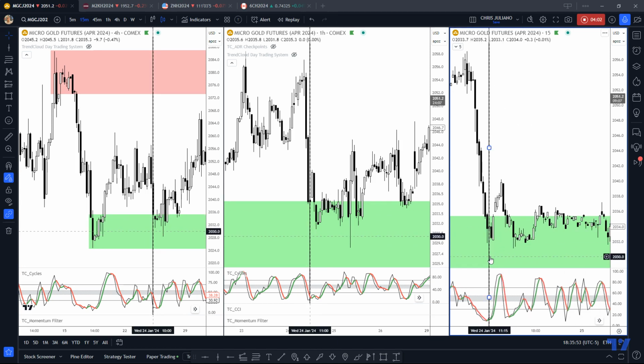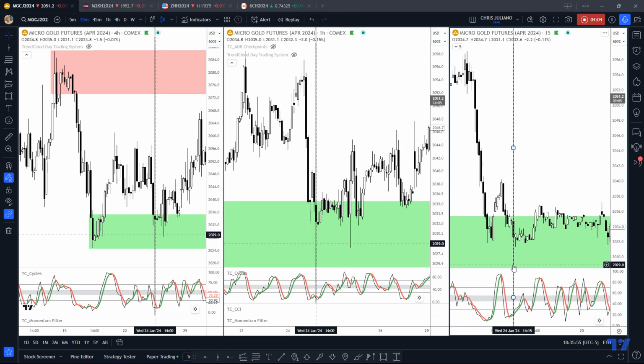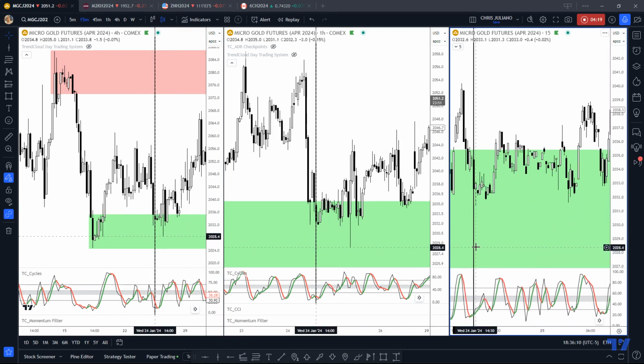Move forward. Now it's cycling back up again right here, and we're up on the middle time frame here. We're starting to cycle up. You can see right there. But we're still not ready on the highest time frame. No problem. Go further.